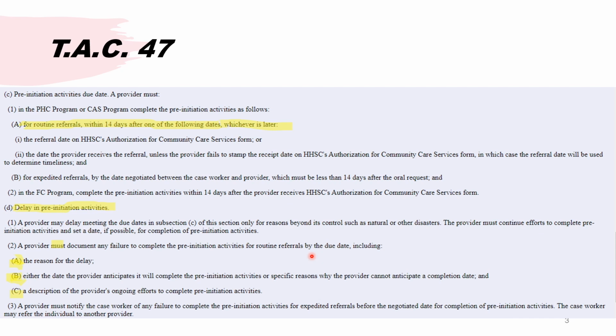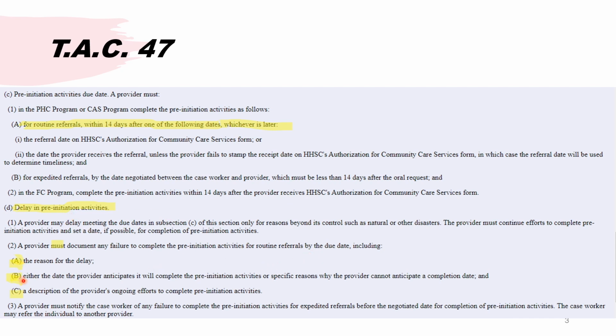Okay. So if you start your pre-initiation activities on the 1st of the month, you have 14 days to complete those activities. If you do not complete those activities in 14 days, you must document, send that documentation to the caseworker by the due date, not after the due date is over. It's before the due date ends, before that window closes, before the 14th day, you need to document why you're having those delays.